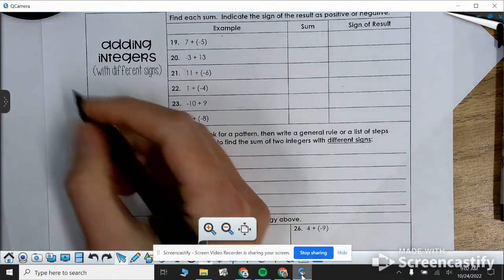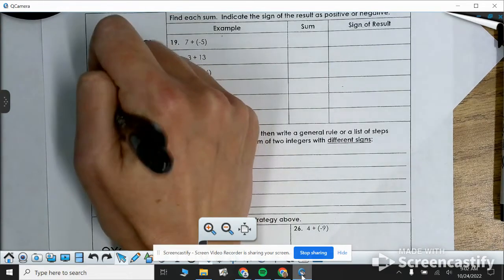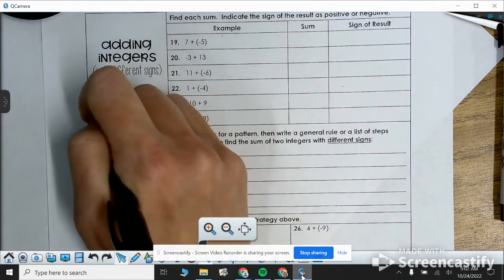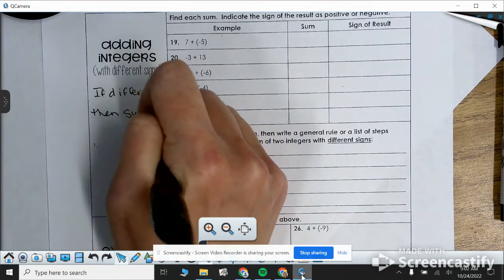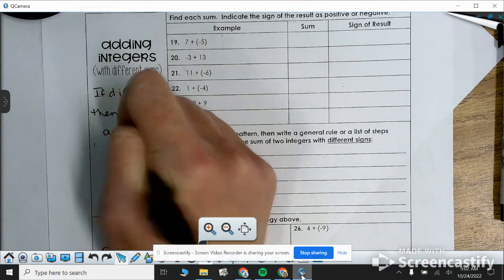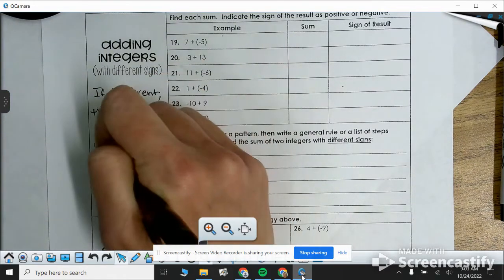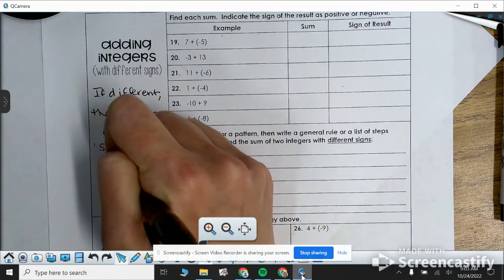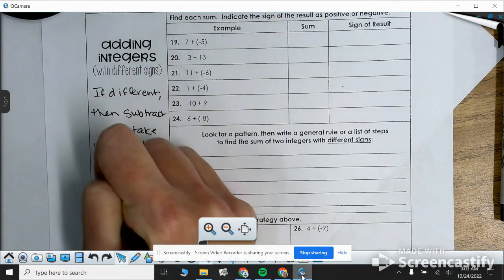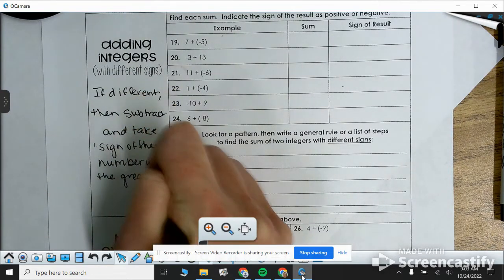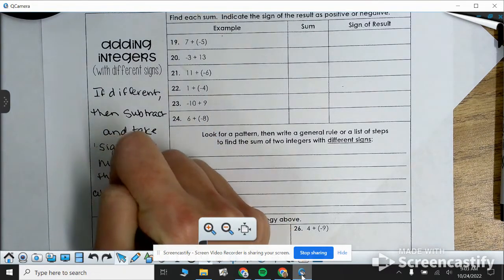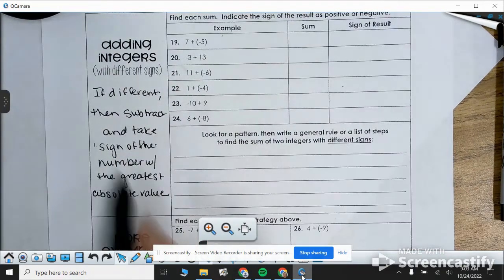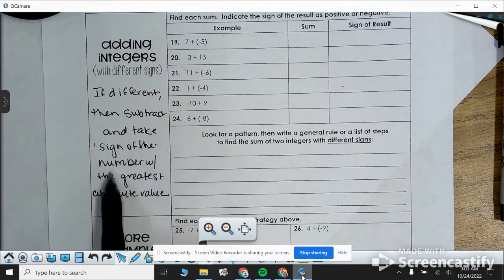So if the signs are different, then you're going to subtract and take the sign of the number with the greatest absolute value. Remember, absolute value is the distance from 0. So if different, then subtract and take the sign of the number with the greatest absolute value.